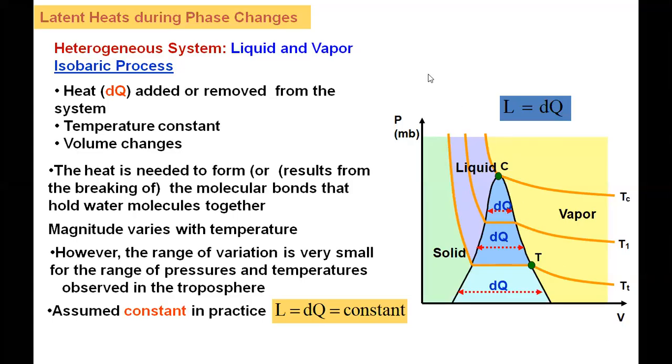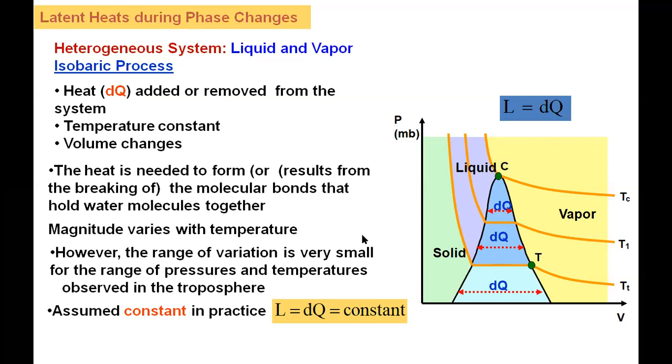Okay, so the latent heat during this phase change: pressure in millibar, and here is the volume, and we take dQ in this distribution, and here the Tc, T1 and Tt. So heat dQ is added or removed from the system, then the temperature in this case is constant. Volume change: we have a change from V1 to V2 or V2 to V1. So the heat is needed to form, or results from, the breaking of the molecular bonds that hold water molecules together.